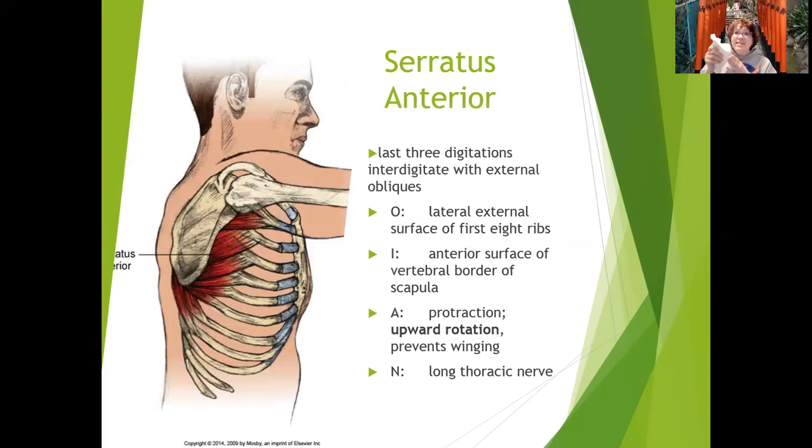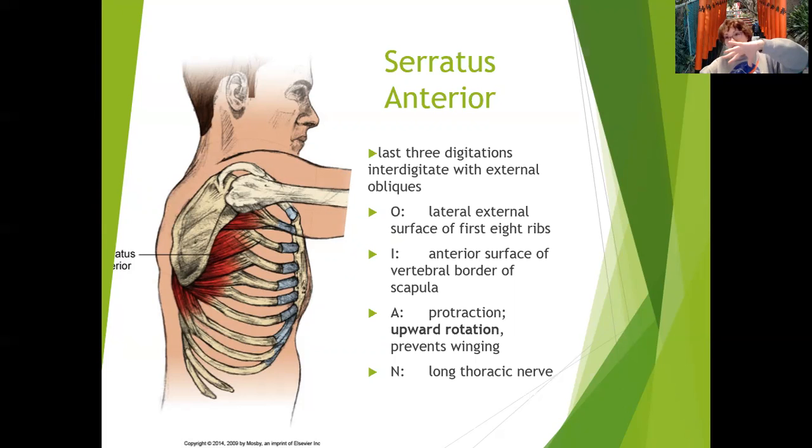The serratus anterior is actually anterior to the scapula, so that's something to remember. It's between the scapula and the rib cage. Its origin is the lateral external surface of the first 8 ribs. It has these fingers that go out to ribs 1, 2, 3, 4, 5, 6, 7, 8.